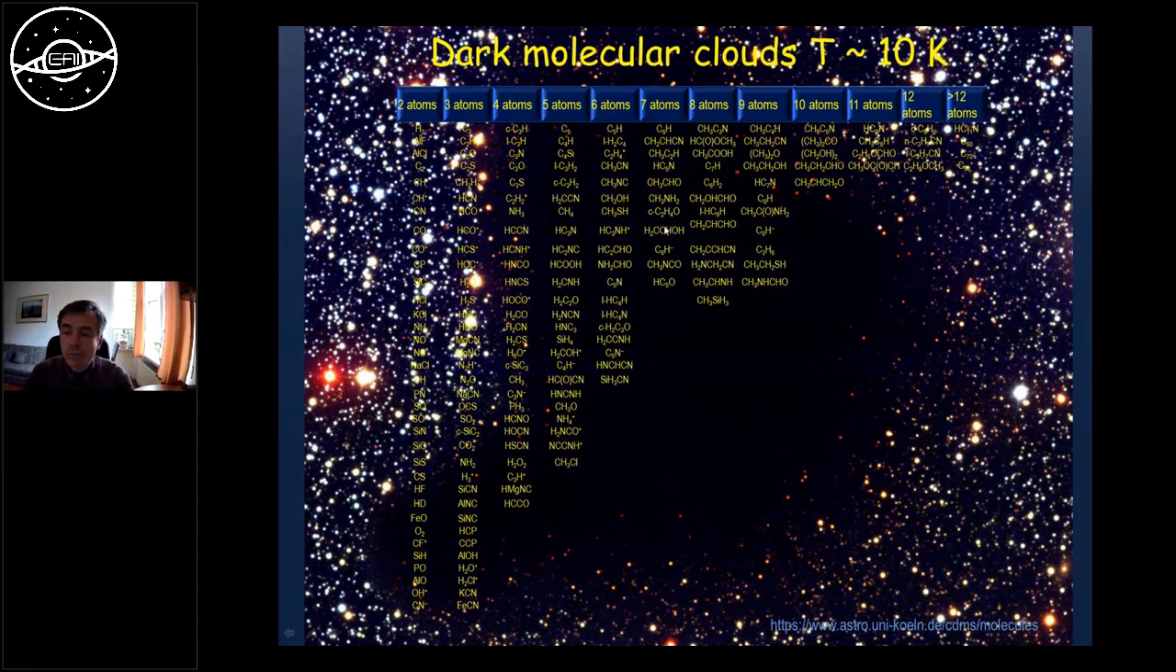To know more, we could use a different approach. We could also study the chemical processes occurring at conditions very similar to those present in dark molecular clouds, and based on the study, conclude what molecules can be formed here.